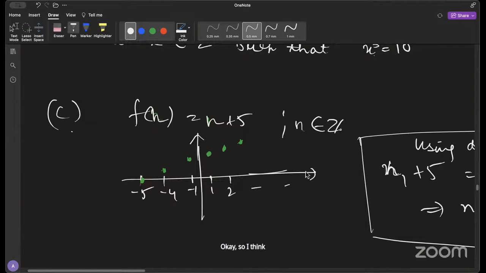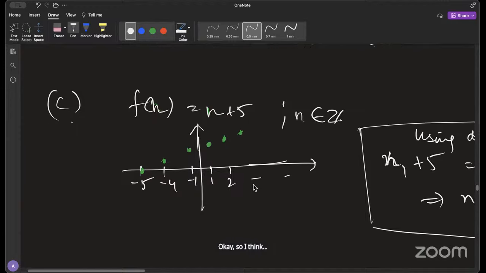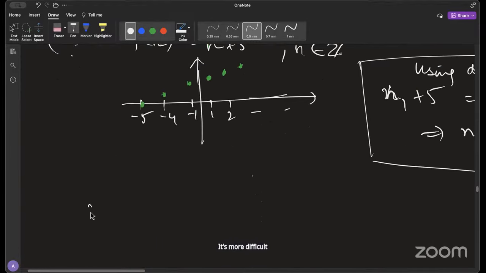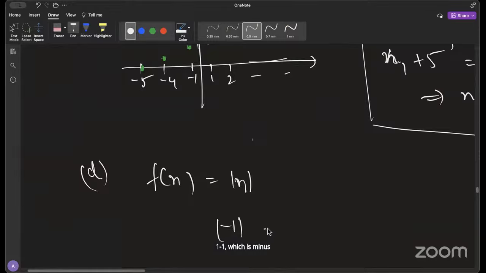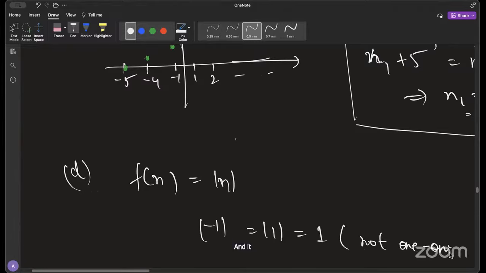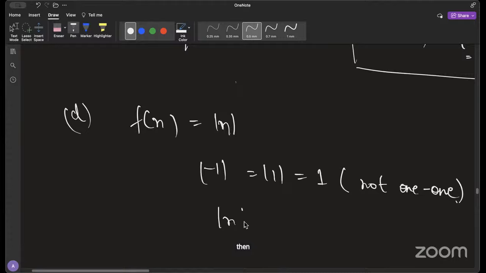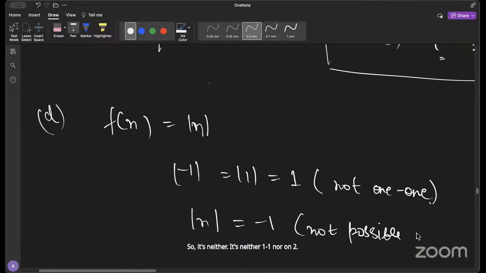Okay, so I think we're done with all questions. Are we left with anything? Yeah, one more option is left. It's f(n) equals mod of n. Firstly, it's not 1-1, because minus 1's mod and 1's mod are both the same, equal to 1. So not 1-1. And it's not even onto, by the way, because if you have integers, then no integer has its mod as -1. So it's neither 1-1 nor onto.